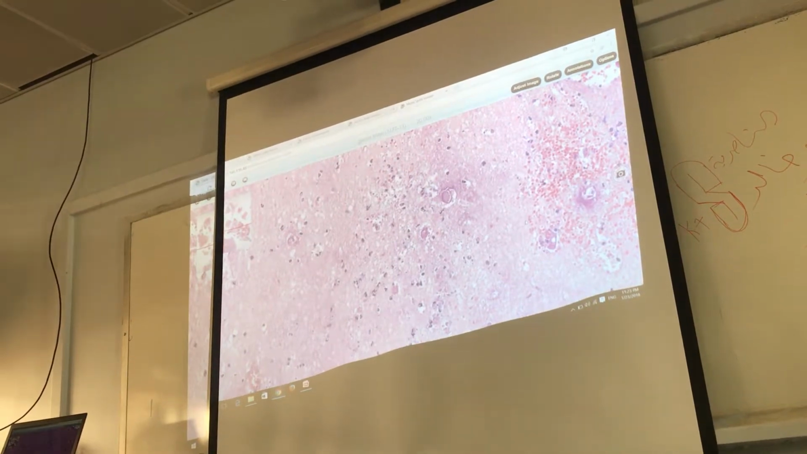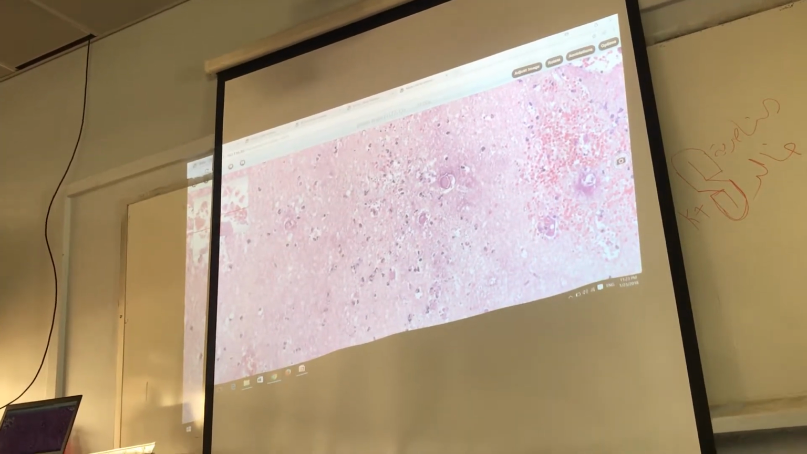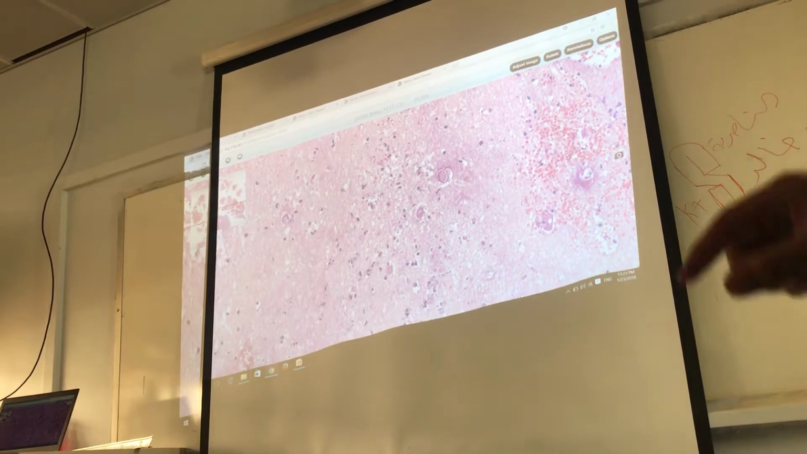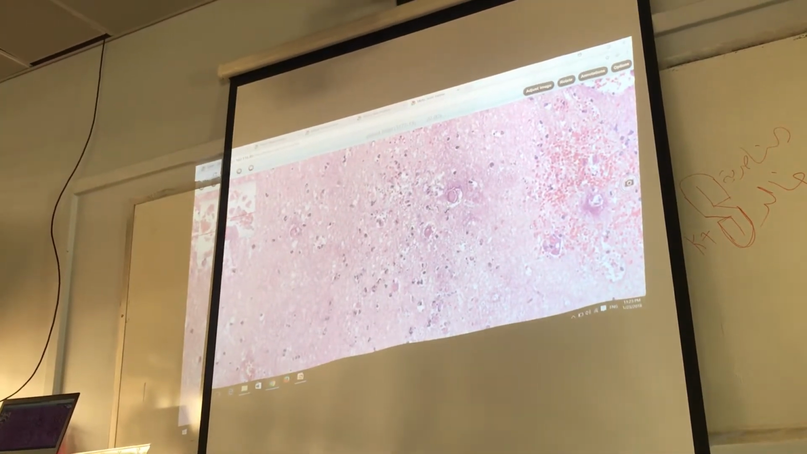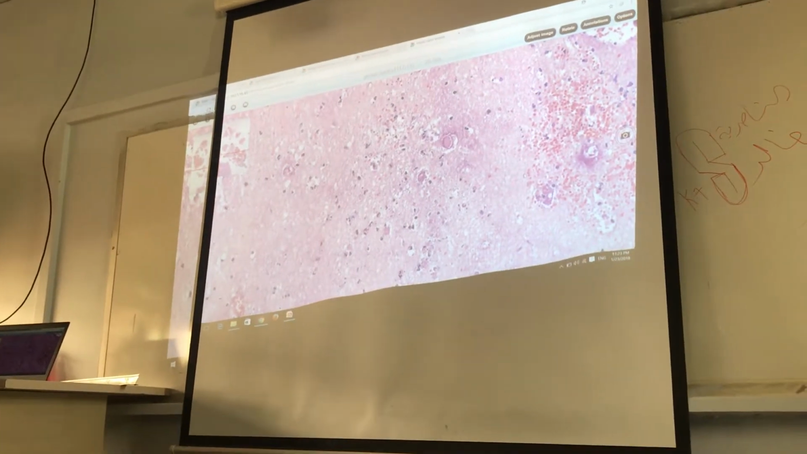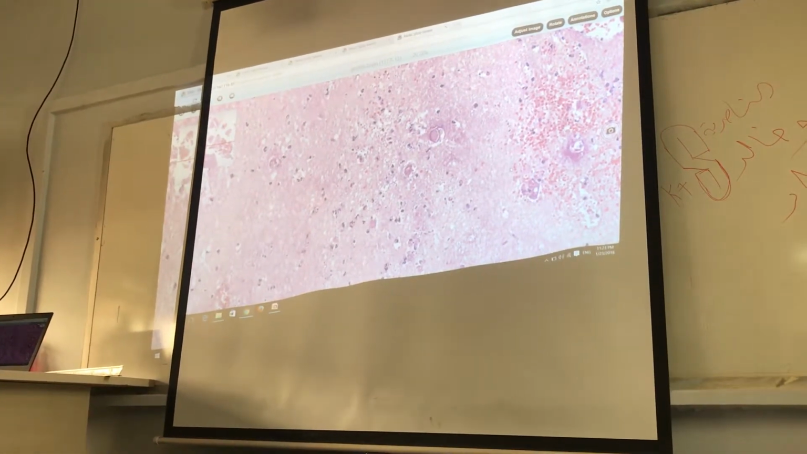You also find some flat nuclei, which are microglia. When they become activated, these microglia are normally not seen. But in areas of hemorrhage or infection, when a neuron is dying, they become rod-like. Neuronophagia. Okay.